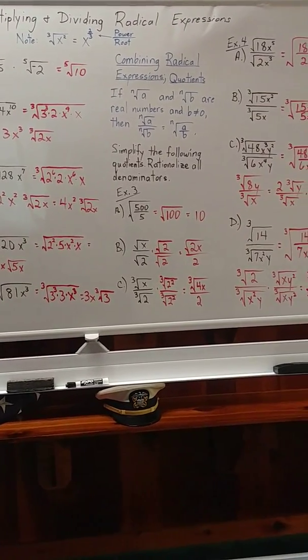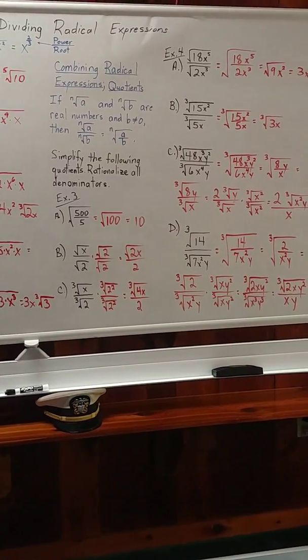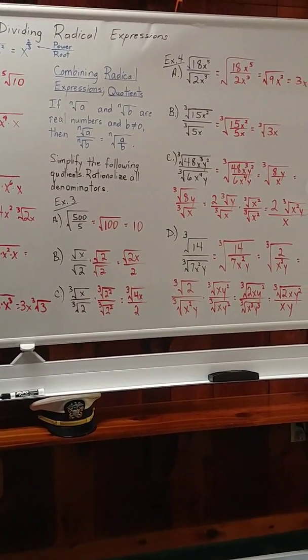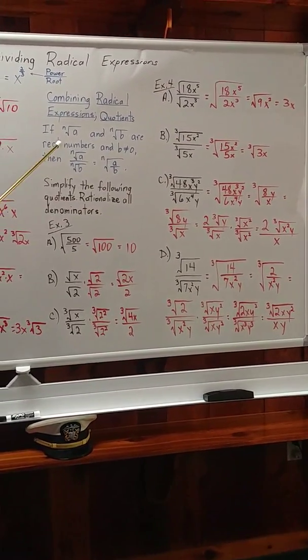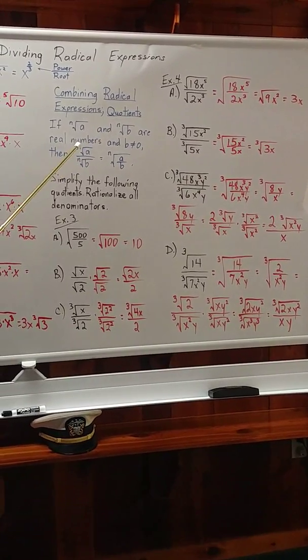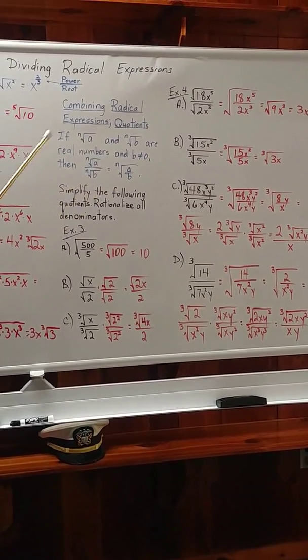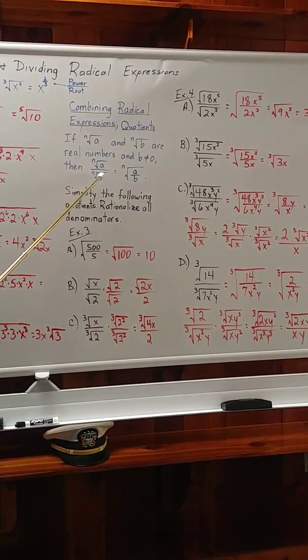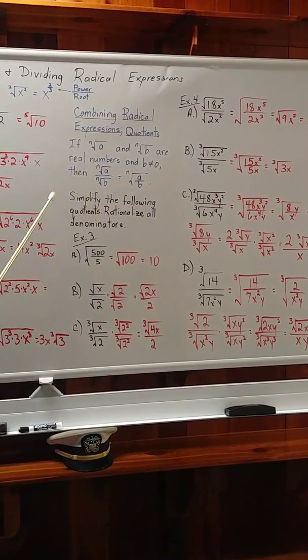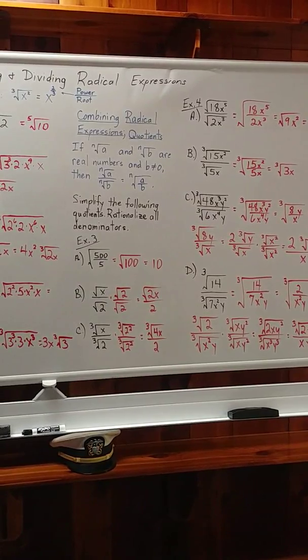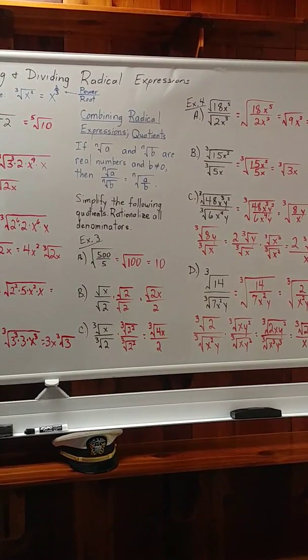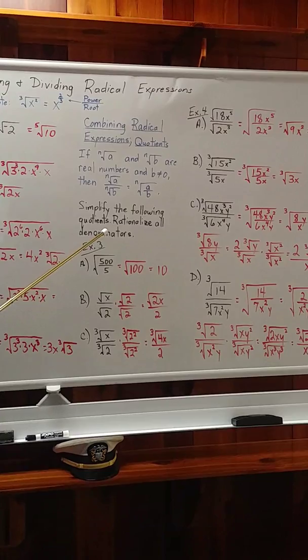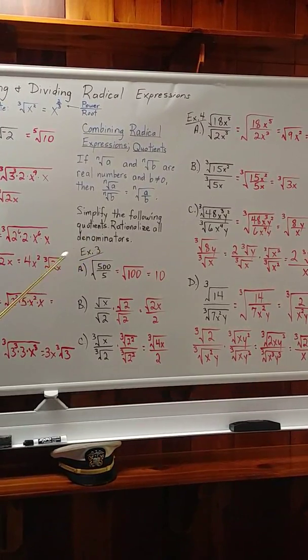Okay, the next property or concept we're going to discuss is combining radical expressions, quotients. If the nth root of a and the nth root of b are real numbers and b is not 0, because we can't divide by 0, then the nth root of a divided by the nth root of b equals the nth root of a divided by b. So we want to simplify the following problems. Simplify the following quotients, rationalize all denominators.